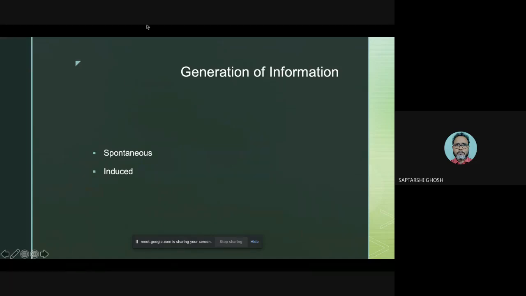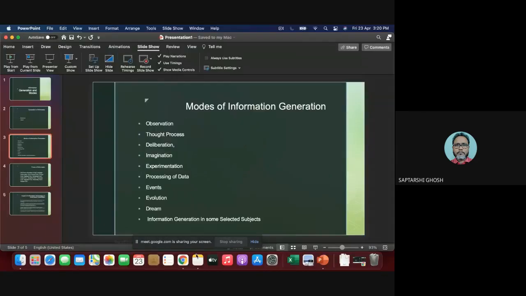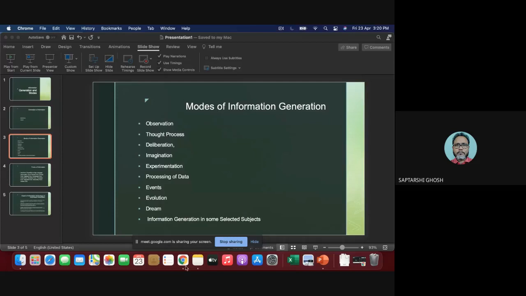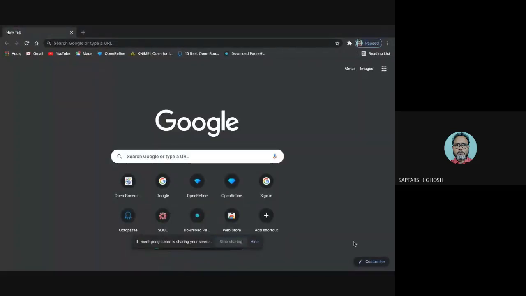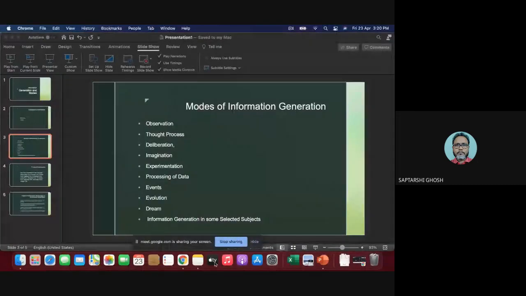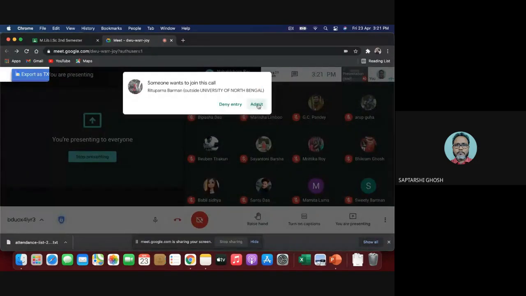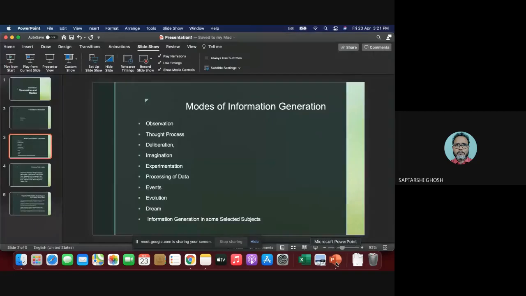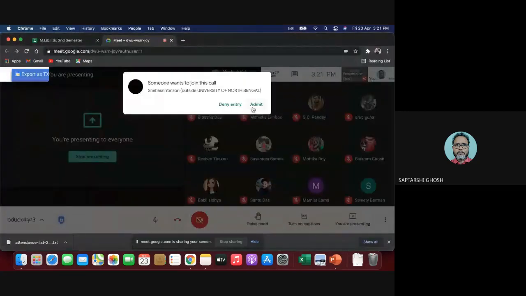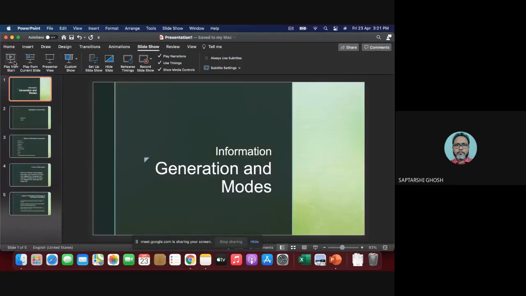Someone is there. Who is there? Ritu Paul. That's why. Other fellow is there. Now see, from present, from this one.